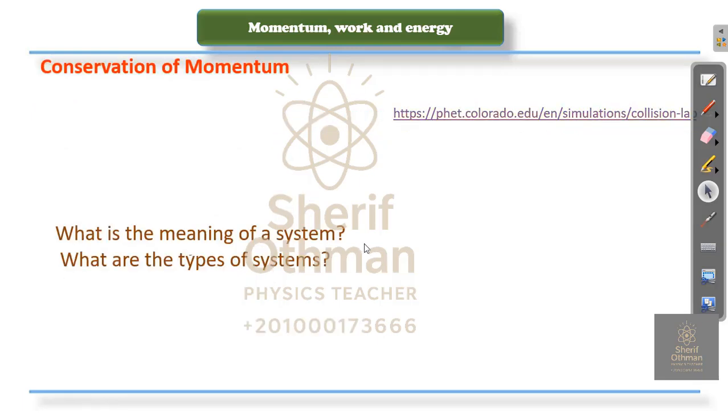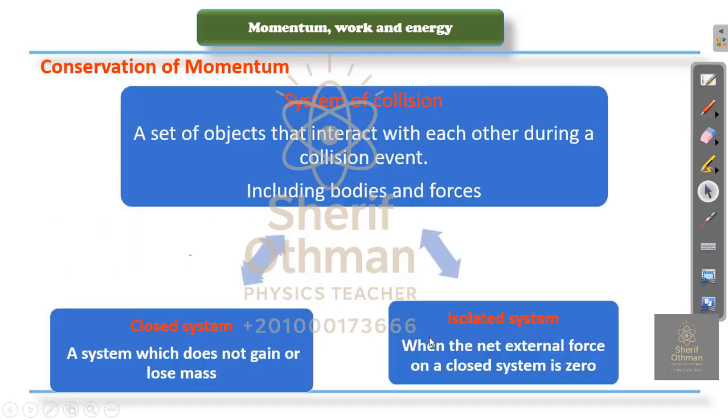Well done. Now we are going to talk about the conservation of momentum. Conservation means saving of momentum. So what is the meaning of system, guys? And what are the types of systems? System, guys, means, if I'm talking about a system of collision, a set of objects that interact with each other during a collision event, including bodies and forces. So we have two types of systems, guys. Or by another way, three types of system, but we are now studying two types, closed system and isolated system, which reflect back on conservation of momentum.